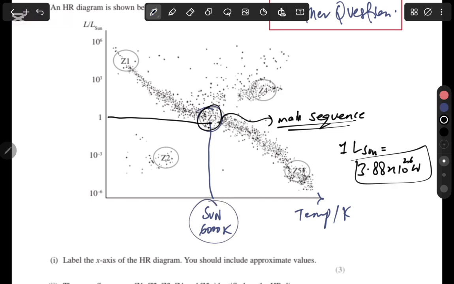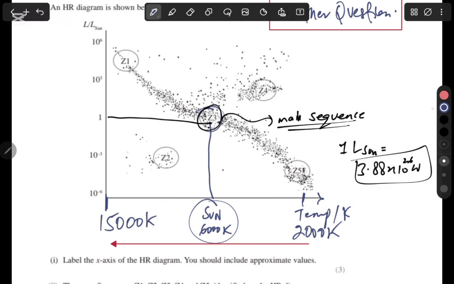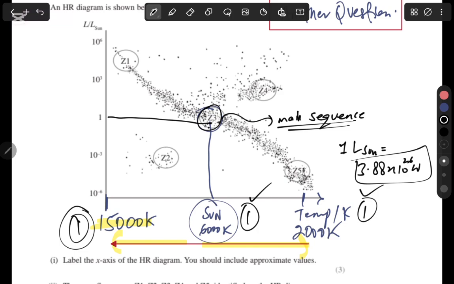Now we should know one thing which many students don't know: going this direction, because of the inverse logarithmic scale, this will actually be around, let's go with 15,000 Kelvin, and we can say this is, let's say, 2,000 Kelvin. So you just have to show the examiners that you know that going this direction, temperature will increase, and going this direction, temperature will decrease. You have to show that to the examiner to get 1 mark. Then you have to show the Sun's position to get 1 mark, and then you have to show the temperature to get 1 mark. So these 2 marks are easy, but this mark is a little tough. So make sure you understand these graphs very well.